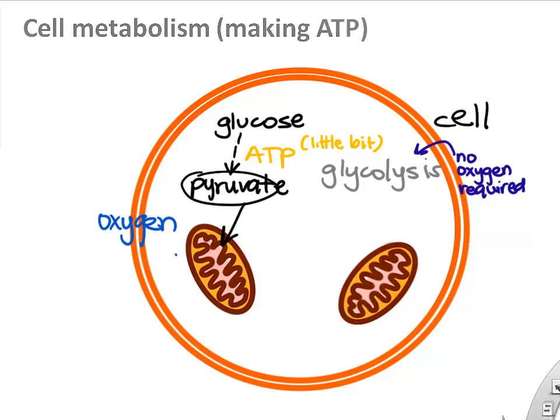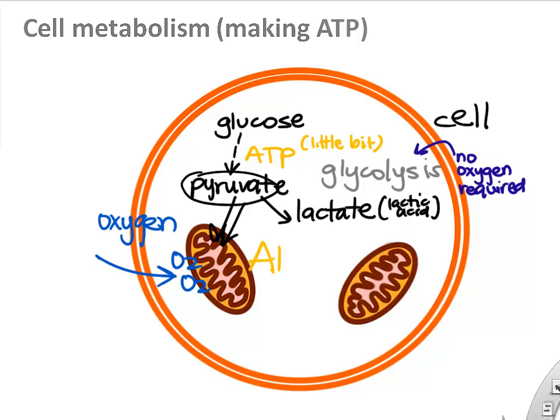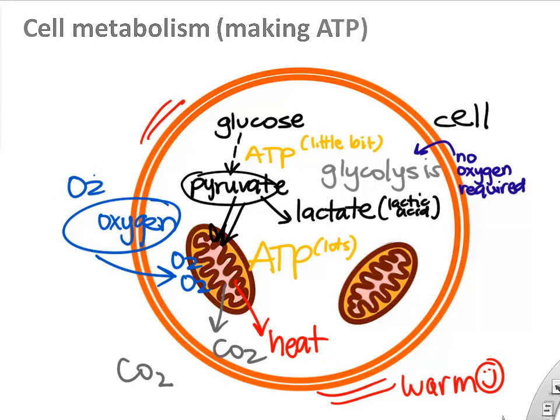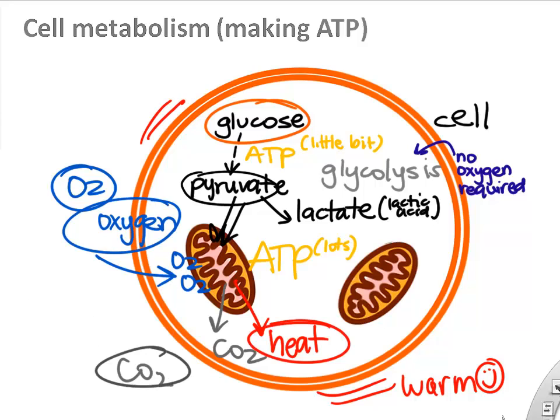Then that pyruvate usually will go into our mitochondria, especially if there's enough oxygen around. If there's not enough oxygen around, then you'll make lactate or lactic acid from the pyruvate. But again, in our normal cells, that goes into our mitochondria, we mix in some oxygen and we make tons of ATP. Along with that ATP, we might make some CO2 and heat as a byproduct of that ATP production. So that's how you go from glucose all the way to ATP.